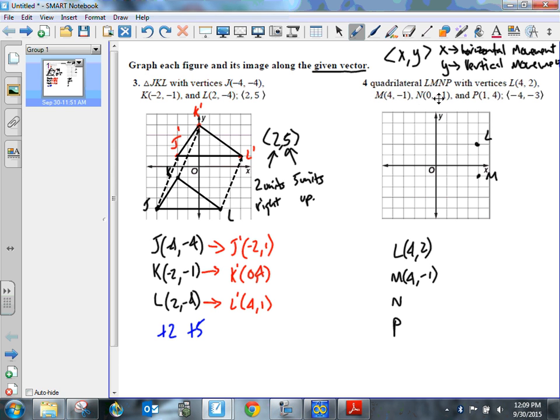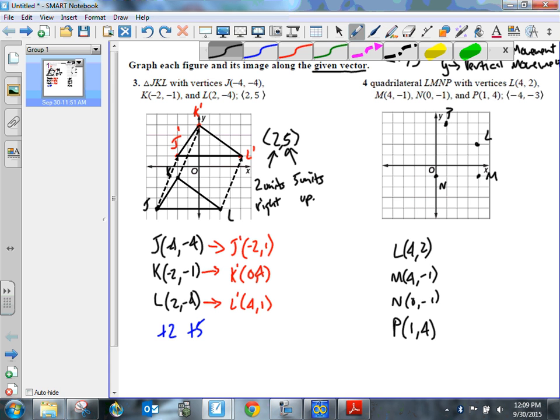Okay, and then point N is the point 0, negative 1. So this is N. And then point P is the point 1, 4. So 1 and then 4, and that's point P. Okay, so after we translate this, let me connect these with lines real quick.